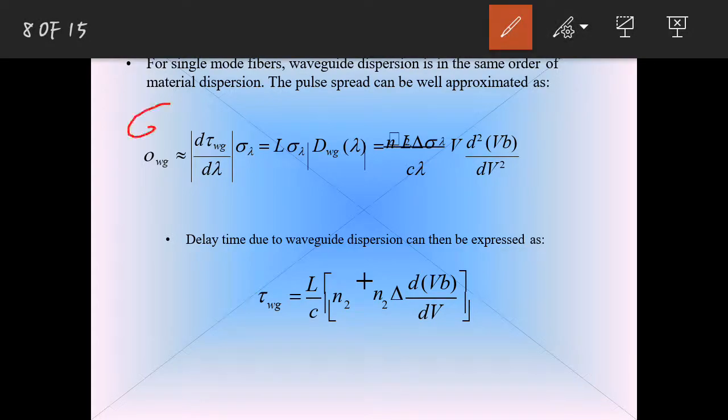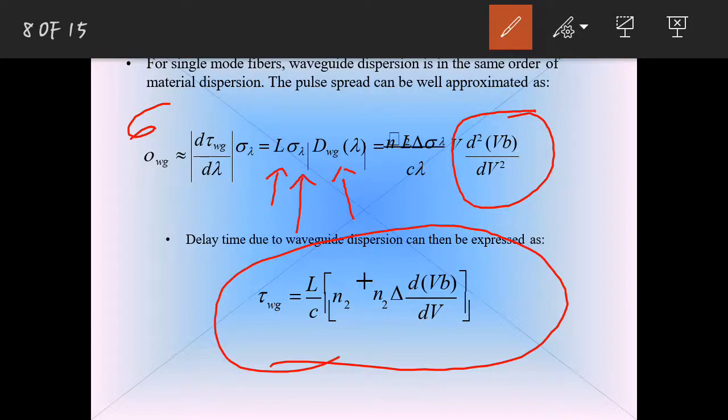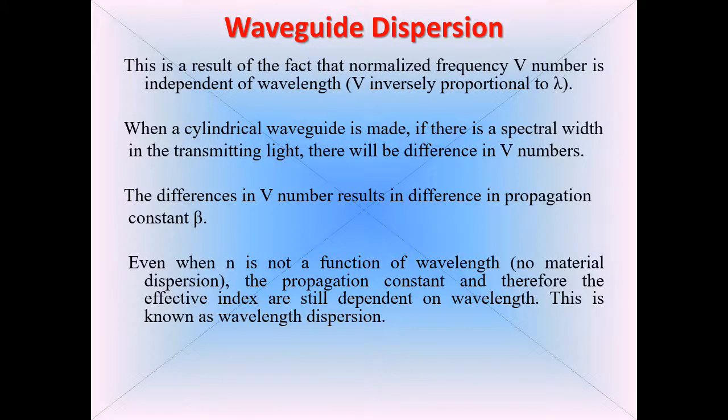The pulse spread sigma WG is calculated from the length L of the fiber, the input Gaussian pulse spectral line width sigma lambda, and the waveguide dispersion that occurred. And the waveguide dispersion is given by the second derivative function. Remember, we have told that the waveguide dispersion occurs due to the second derivative of your mode number. That's how we have calculated it over here. So the pulse spread is proportional to the length of the fiber, the refractive index of the clad, and the mode number.